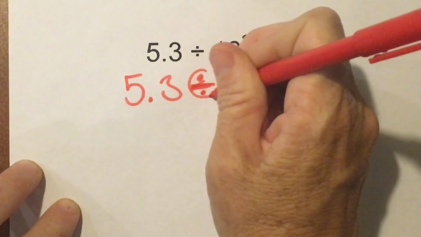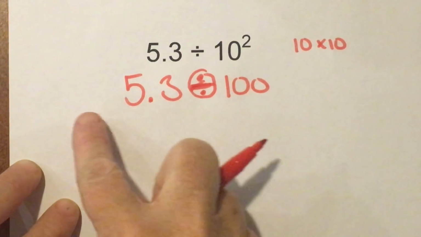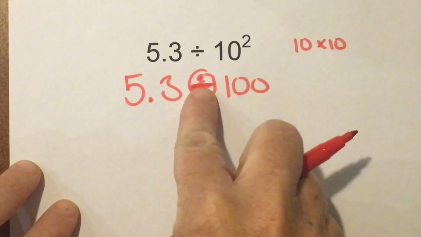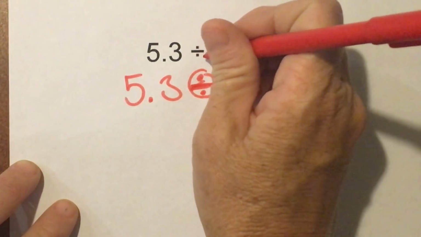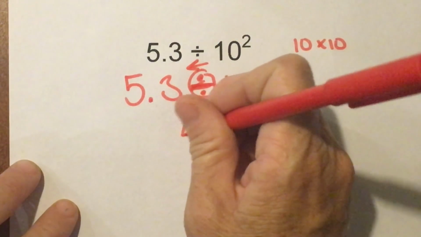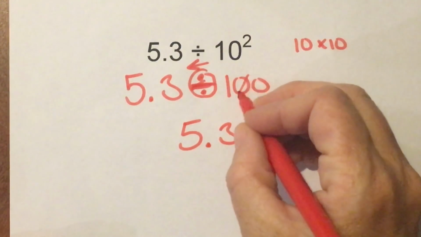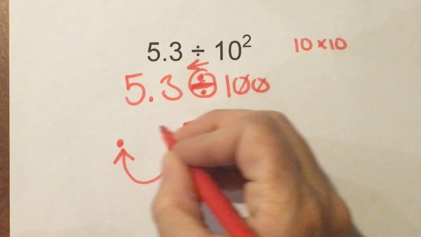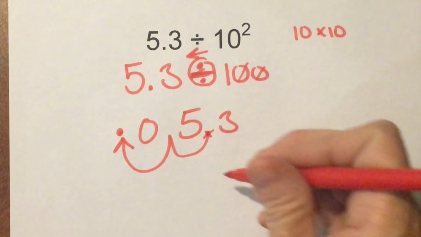I circle my operation, and I ask myself, if I divide something by 100, is it going to get bigger or smaller? It's going to get smaller. So which direction should I move this to get smaller? I'm going to move it to the left. And again, I might rewrite it so I have some more room. So I'm going to move it to the left 1, 2 spaces. And then I'm going to fill in my empty spaces with zeros.